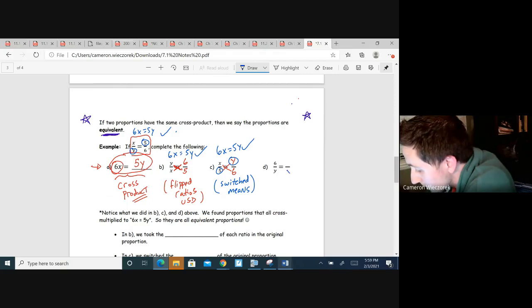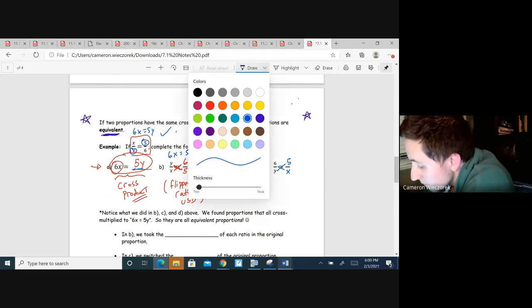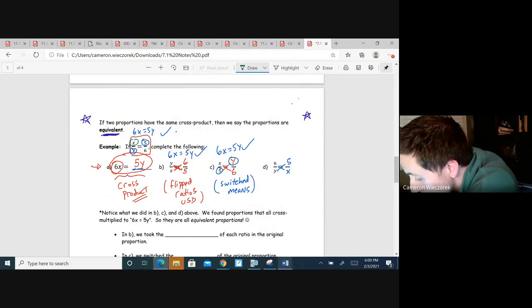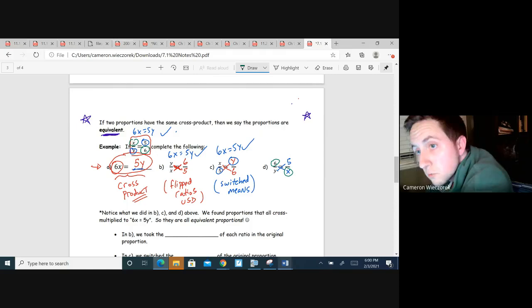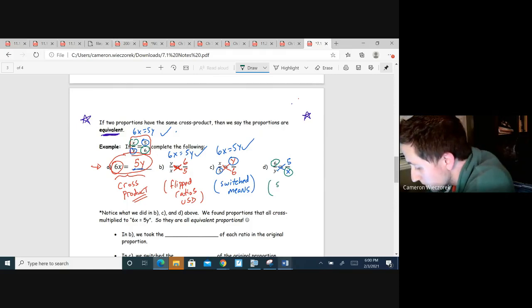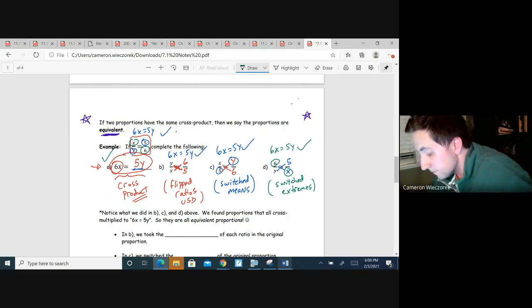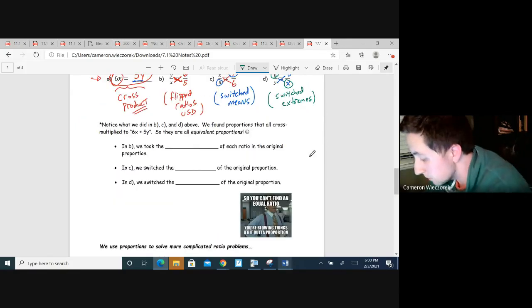This one, I would need to put an x in the bottom right to get 6x. I would need to put a 5 in the top right to get 5y. This time, I switched the extremes. So if you'll notice, 6 and x reversed roles. I switched the extremes. Another legal move. And cross multiplying to check, you still get 6x equals 5y, like we had in part A. So these are all equivalent proportions, because they cross multiply to the exact same result.